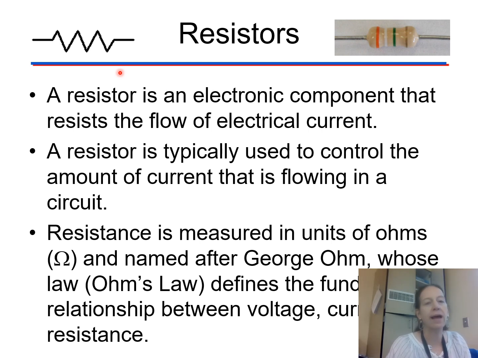One of the questions in the last activity or 2 activities ago was what's the function of the resistor in the circuit? And the answer to that was it limits the current so that the LED doesn't explode on you. A resistor is typically used to control the amount of current that is flowing. Resistance is measured in units of ohms, which are represented by the omega, named after George. I think it's also Georg, because I think he was like German. Ohm's law defines the foundational relationship between voltage, current, and resistance.